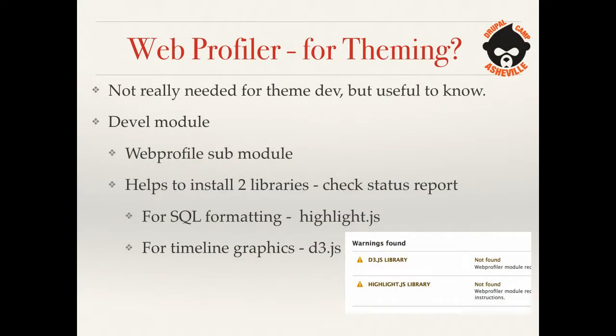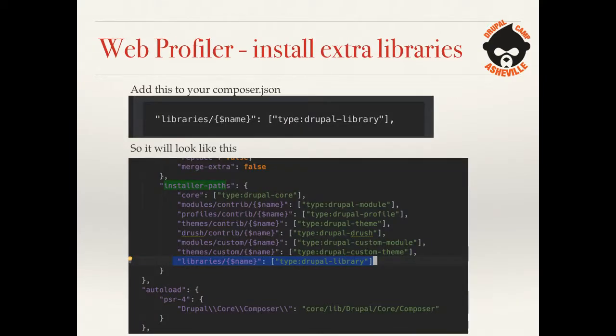If you look at the report when you've installed it, you'll see these two warnings: D3.js library is not installed, Highlight.js library is not installed. Having these installed gives you the timeline, which I'll show you in a second, and it will actually highlight the code in the database so your SQL looks like SQL. It's much easier to read.